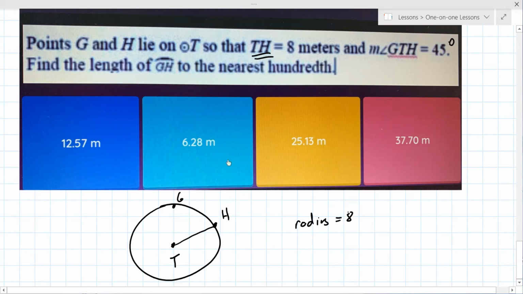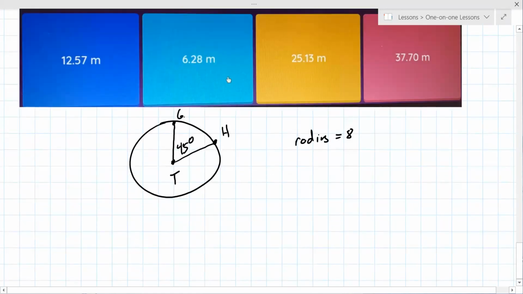That's good to know. G to T to H, well, I need to draw that in. G to T to H is 45 degrees. Okay, now we're trying to find the length of this right here. Do you follow that? If we could walk along there and see how far we walk, that's what we're trying to find. So this part around the edge, sometimes you see this formula.